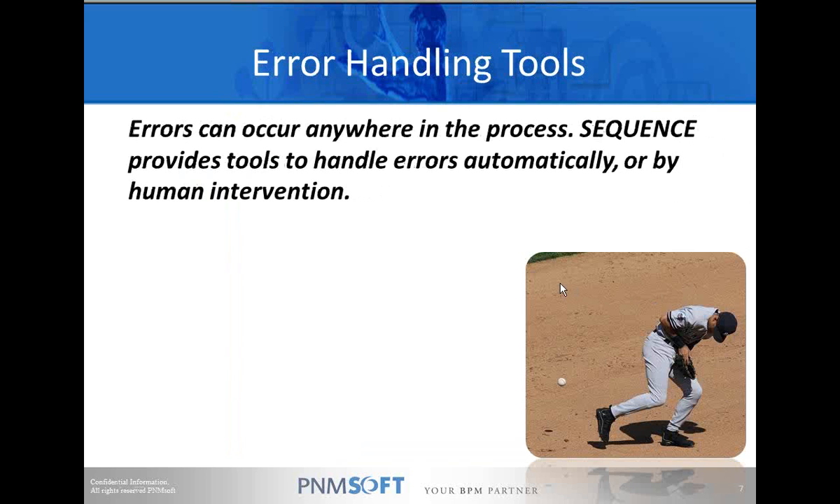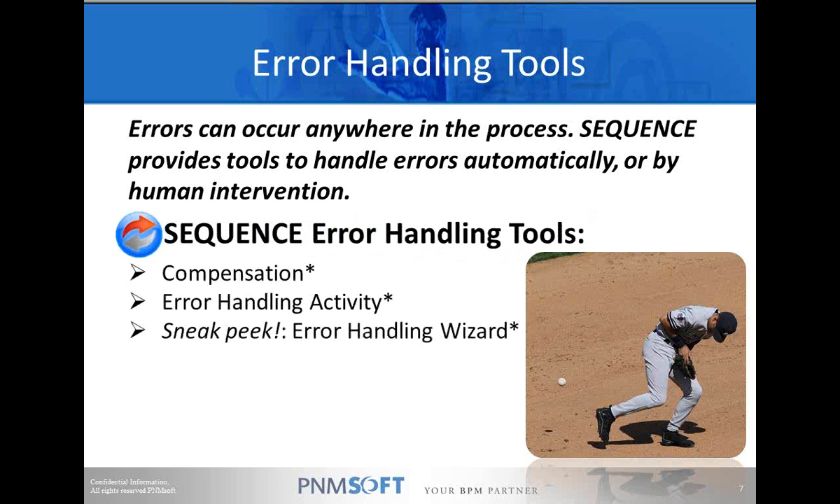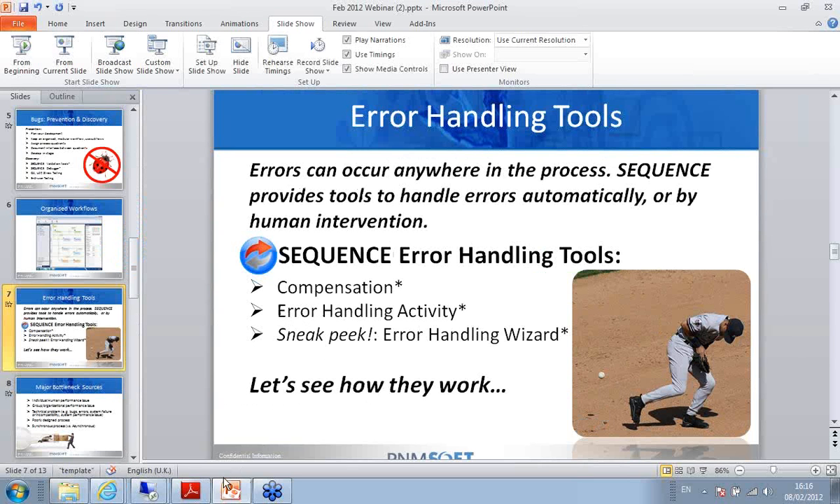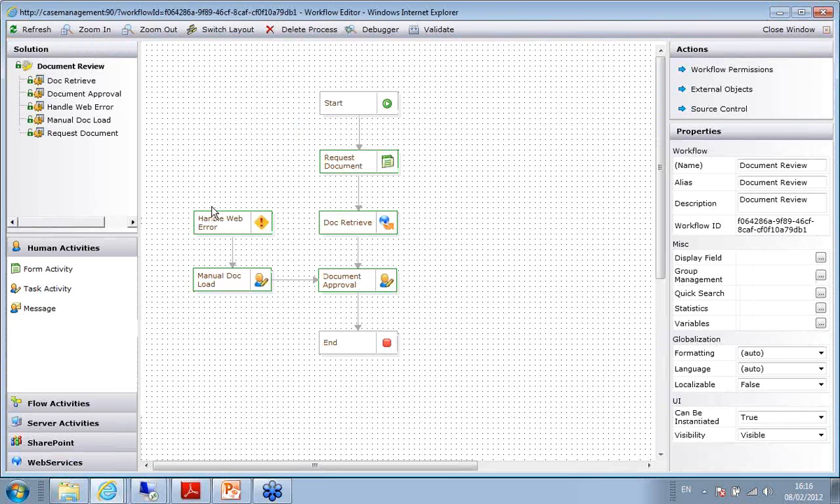Let's talk about error handling. Now, errors can occur anywhere in the process, and Sequence provides three very effective tools for handling errors. And they are compensation, the error handling activity, and the new or upcoming error handling wizard. We're going to take a look at all three right now. Let's see how they work. Okay, so before we go into how the error handling works, let's take a quick break for questions.